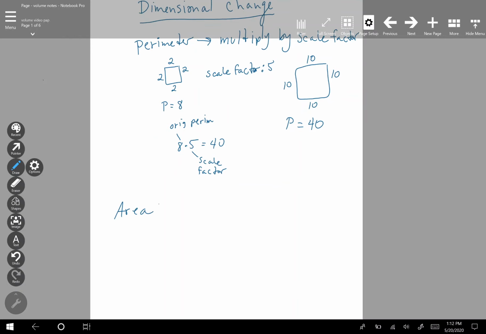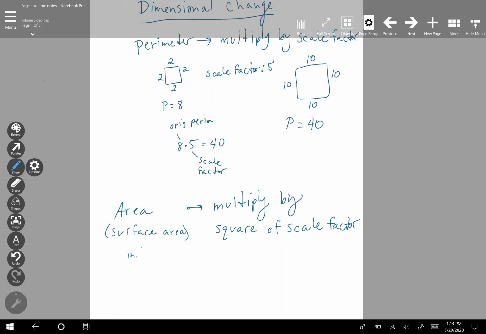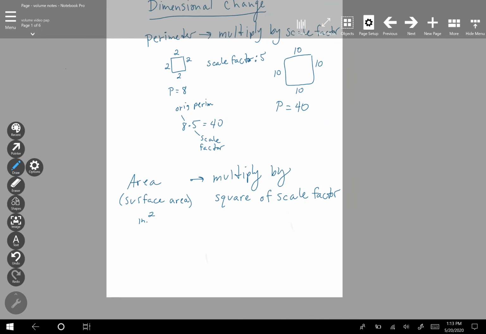Area, and this is also surface area. Okay. Area, you multiply by the square of the scale factor. Because think about it, area is a 2D measurement. So that means the little exponent, like inches for area, it's inches squared. So you take your scale factor, whatever it is, and you square it.